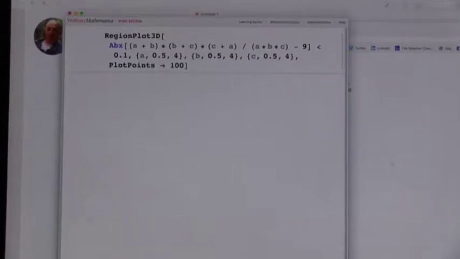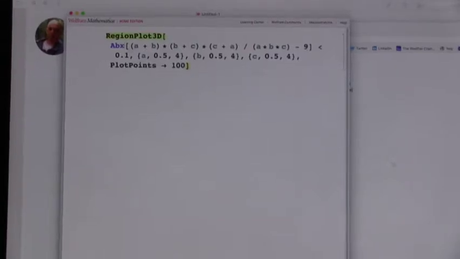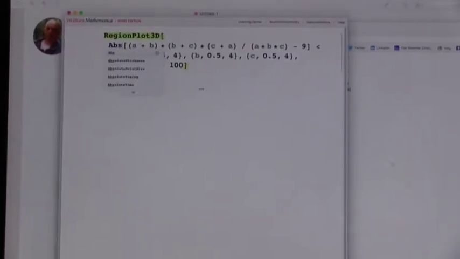Okay, so the first thing we're going to do is look at this region: (a plus b) times (b plus c) times (c plus a) over a times b times c equals 9. But instead of saying it equals 9, I'm saying if I subtract away 9 and take the absolute value of this, it's less than 0.1. Okay? The reason I'm doing that is when you do the RegionPlot3D, if you make it equal to 9, it's too thin and it doesn't show up.